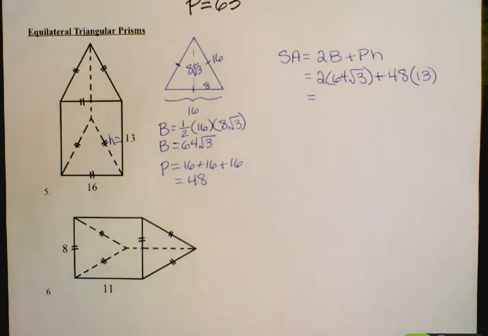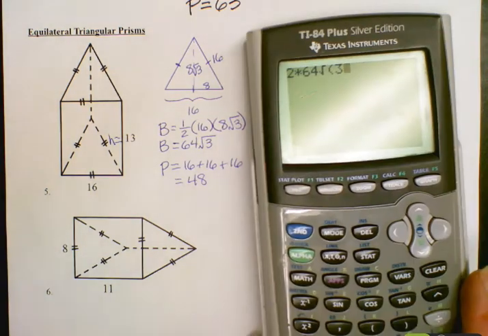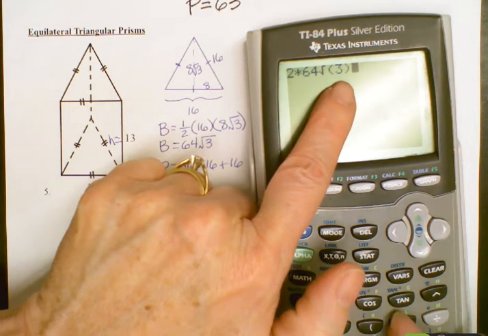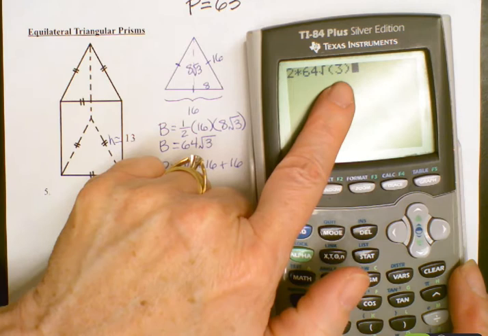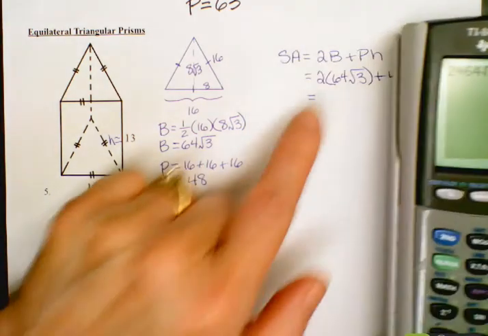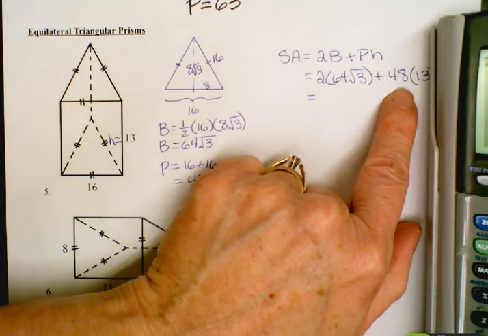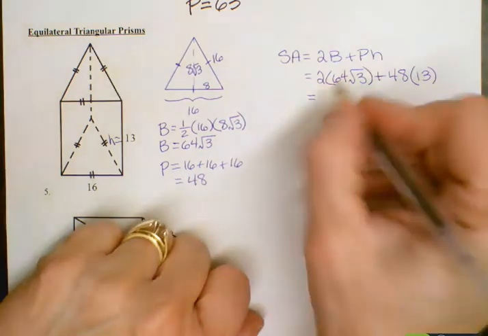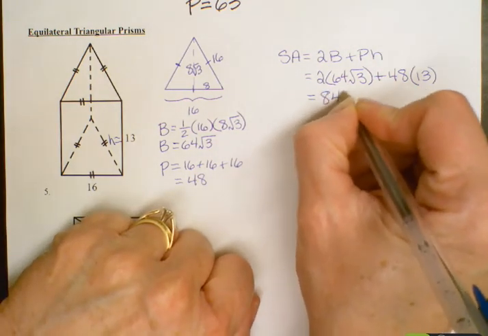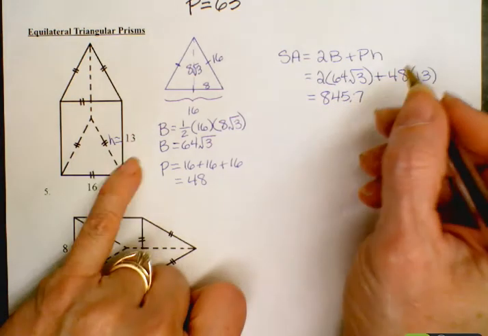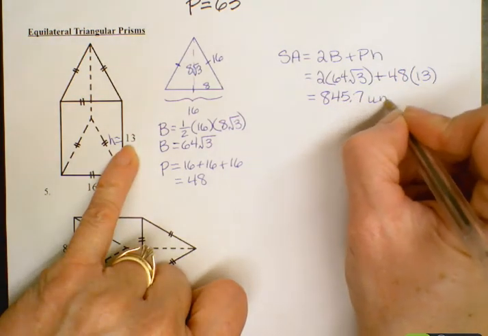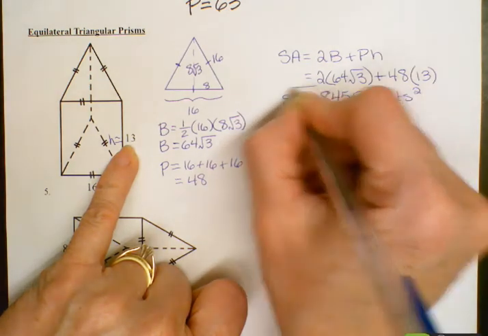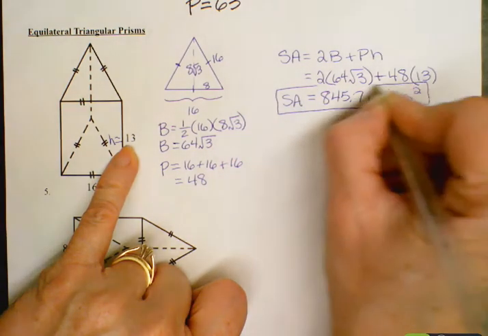Make sure that if you have the type of calculator, like I do, where when I open a square root, it automatically opens a parenthesis, that you close that parenthesis immediately after the 3 before typing in the plus 48 times 13. So in this case, 845.7. In the absence of a label, we use units squared for an area. And that takes care of the surface area.